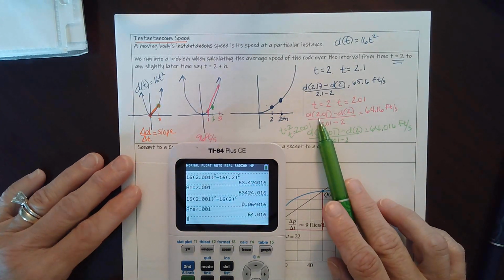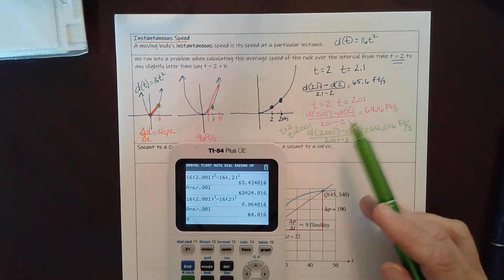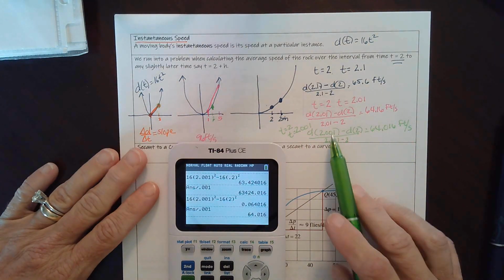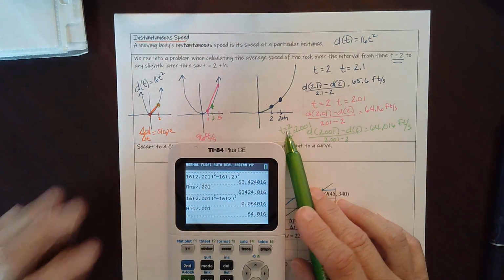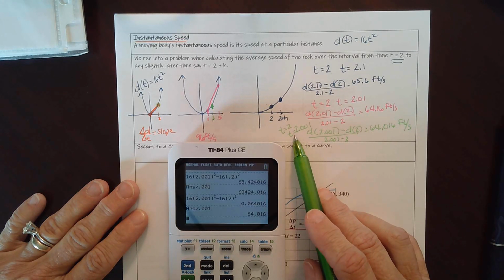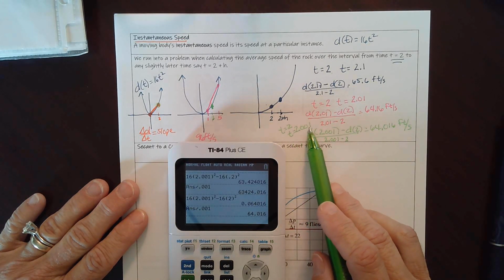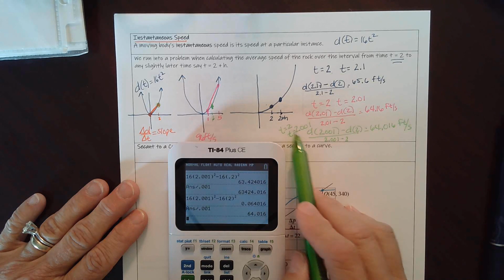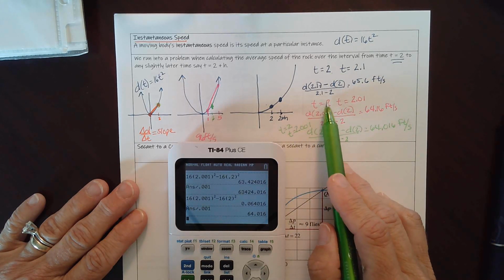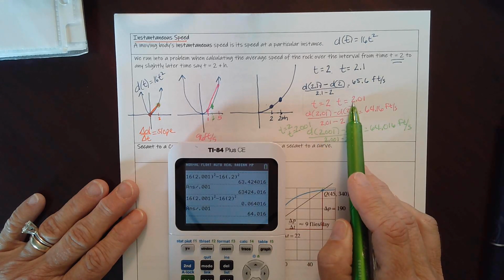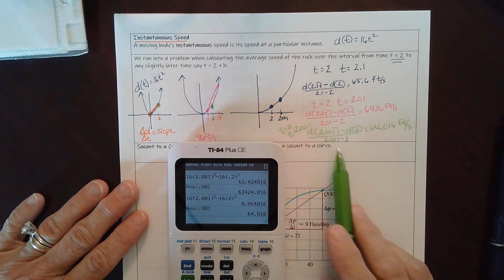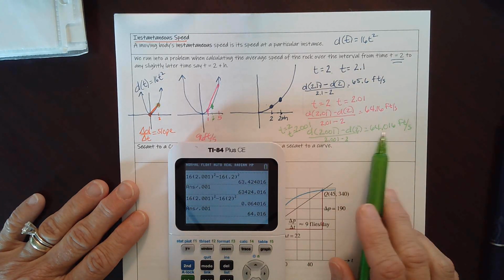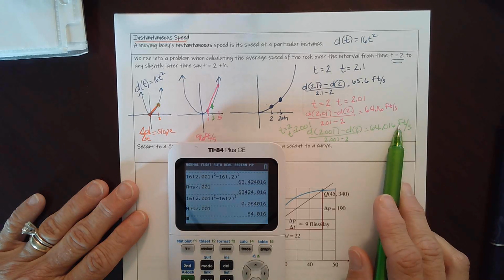Then we said, okay, well, let's just close that gap even more. Let's close that time frame even more. And we said, let's look at what the average speed of the rock would be between t equals 2 and t equals 2.001. So the time difference between these two is smaller than the time difference between these two, which is smaller than the time difference between those two. And when we calculated that out, we ended up with 64.016 feet per second.